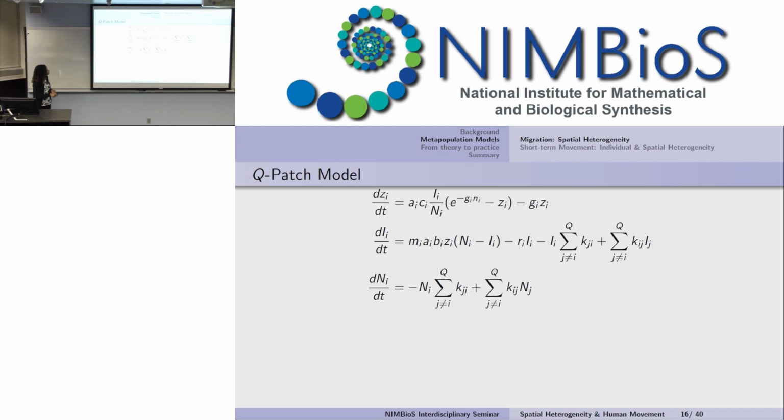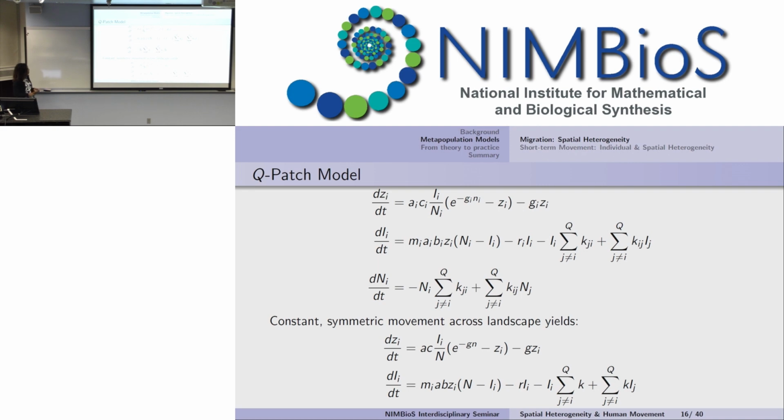So we can introduce the migration, so this would be immigration here from all of the other patches into patch i, and then here we have emigration from patch i to all of the other patches. And we made some assumptions about movement. So here we're assuming that movement is constant and symmetric across the landscape. So that means replacing all of these migration terms, the kij's, with the same parameter k. So for any two patches, the rate of movement is the same in either direction. So by doing this, it makes the total population size constant, and so we can again reduce the system significantly.